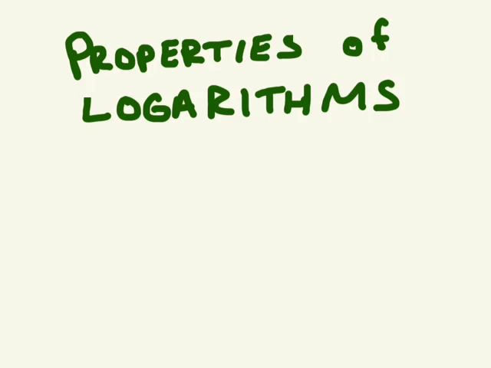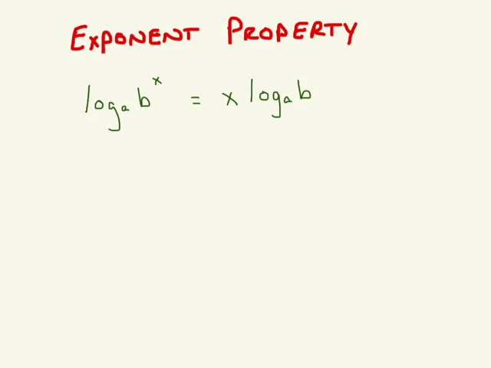Let's take a look at a few more logarithm properties. The first one we want to take a look at in this video is the exponent property. Basically the exponent property says if I have an exponent on what we're taking the log of, log base a of b to the x power, we can actually drop that exponent down in front here and make this into a multiplication, x times log base a of b.